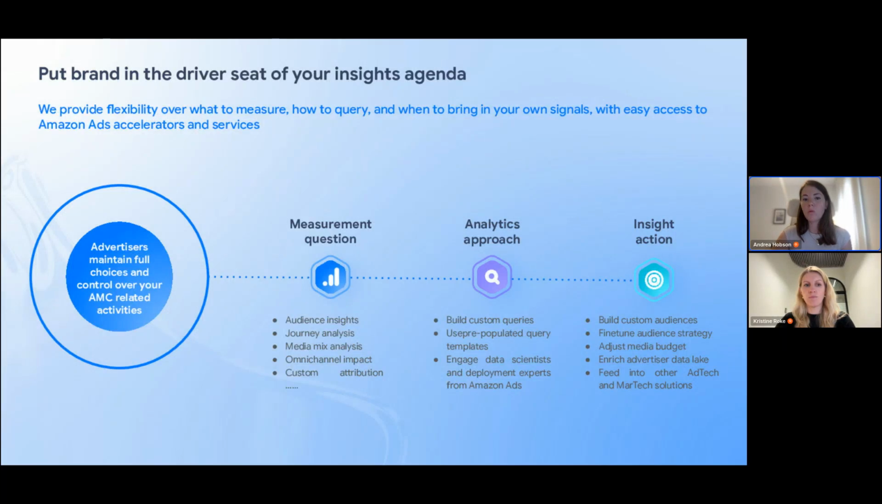One of the biggest advantages of AMC comes to measurement and insights. Unlike traditional reporting tools, AMC gives you the flexibility over what to measure and how to query data, and when to bring your own signals as well. So you're not limited to prepackaged reports. You can shape AMC around a unique business question. Advertisers can maintain full choice and control of all AMC activity, and define their measurement questions.